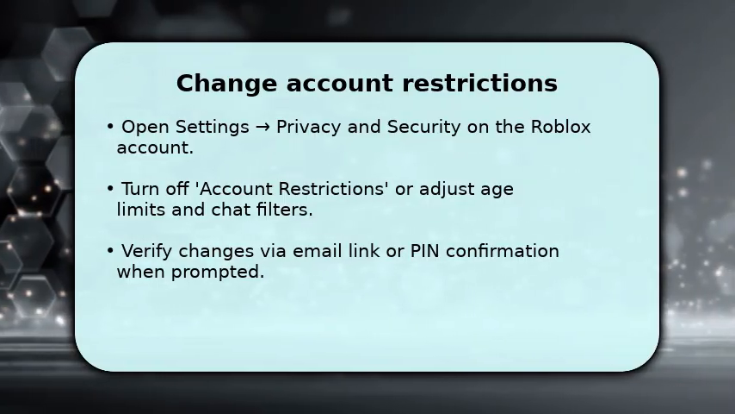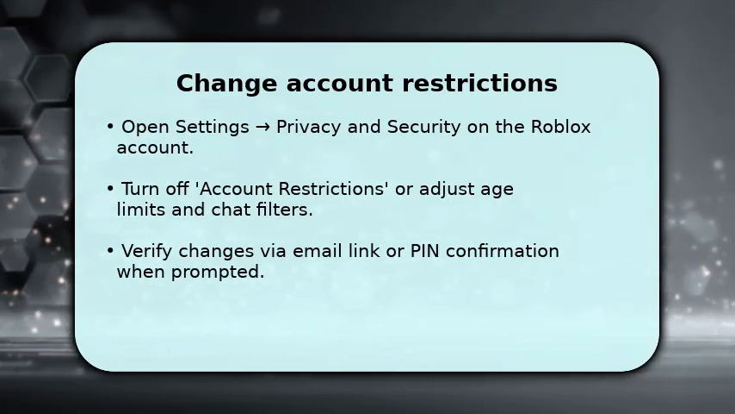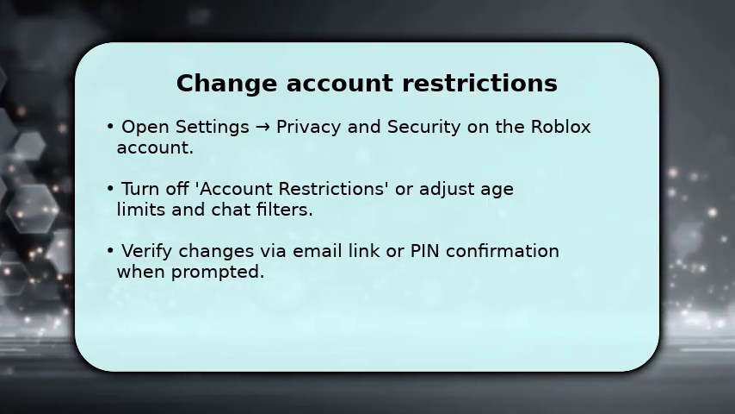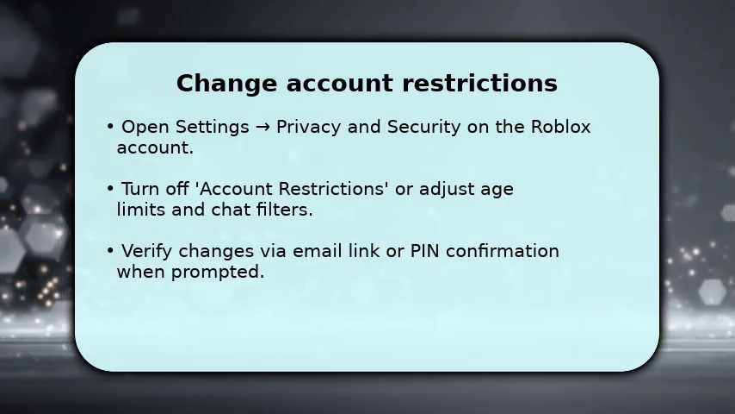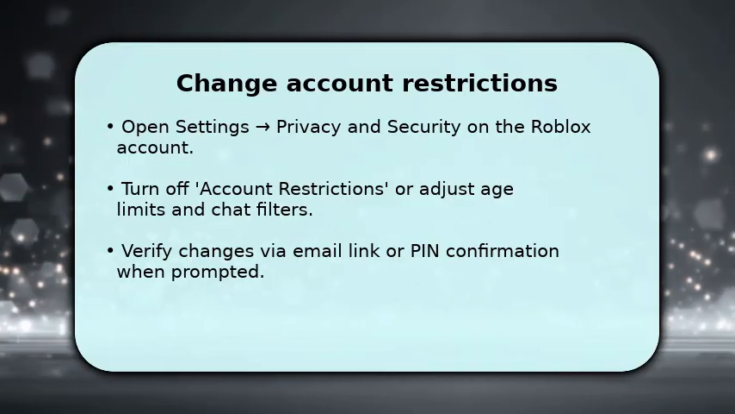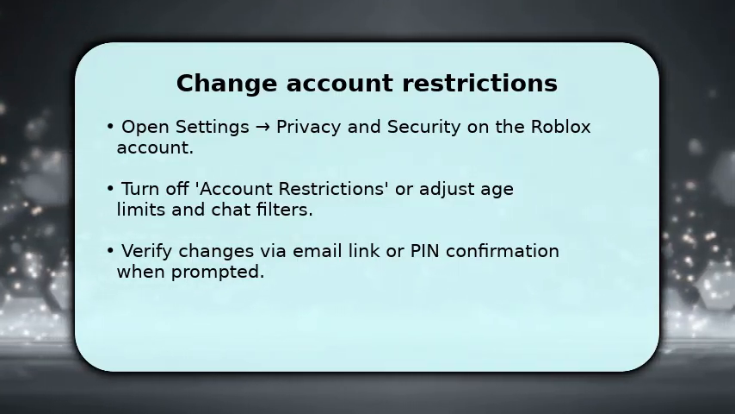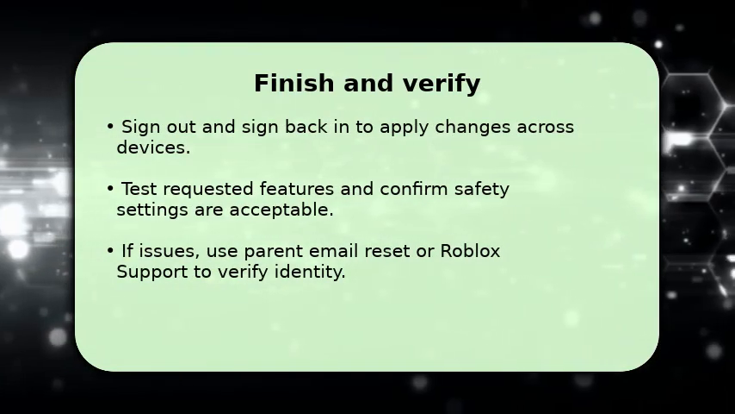Once there, turn off account restrictions or raise the age limit and relax chat filters. These options explain why certain features were blocked. Make sure you follow prompts to verify with the parent email or enter the 4-digit PIN, because Roblox requires confirmation to prevent unauthorized changes. Take your time on each toggle. Once you've changed settings, sign out and sign back in so changes propagate to all devices.